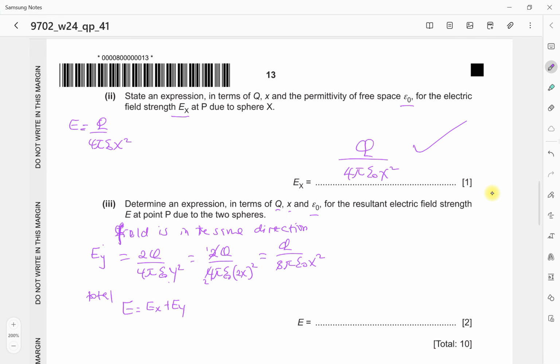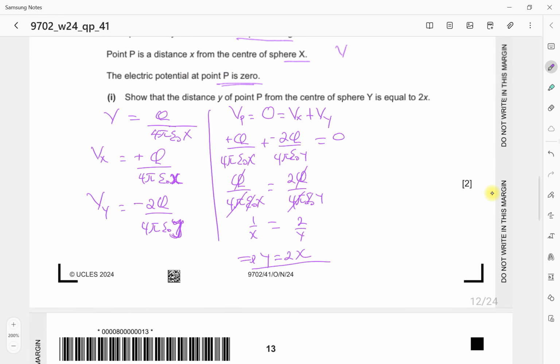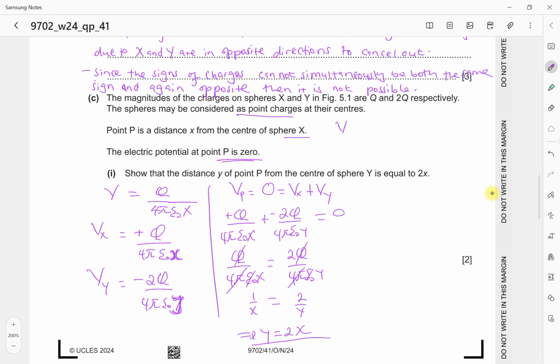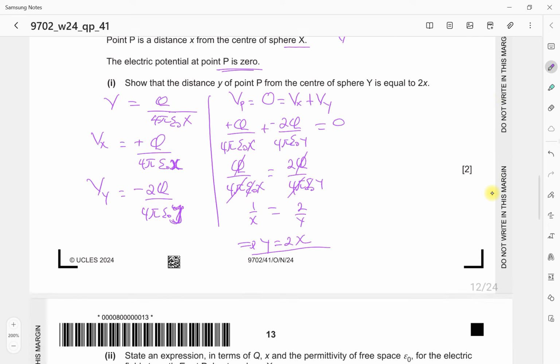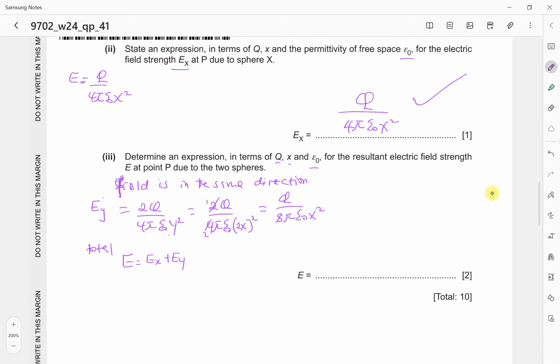We have already established that one of the charges must be negative since the potential was said to be 0 at point P. Potential can only be 0 if one charge is positive and another one is negative. And if one charge is positive and another one is negative, then the electric field strength always points in the same direction. So we just sum it up.